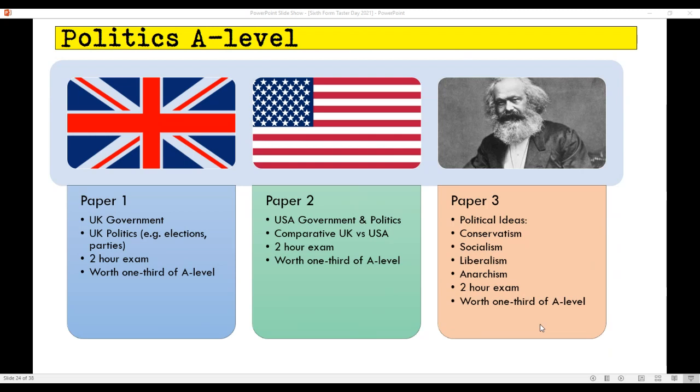It is a topic which fits really well with my other subject, history. And we have lots of students who do both those topics. They dovetail really nicely. They complement each other. One example of that is, you will study Russian history and the Russian Revolution. And of course, in paper three, we have the history of socialism and communism and Karl Marx and Lenin, Rosa Luxemburg. That's just one example.